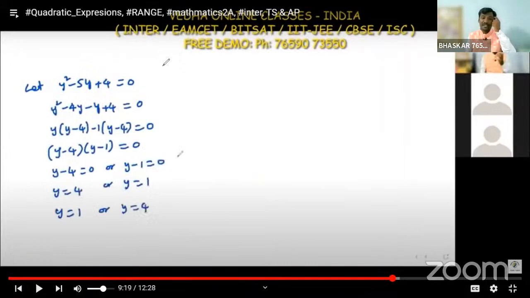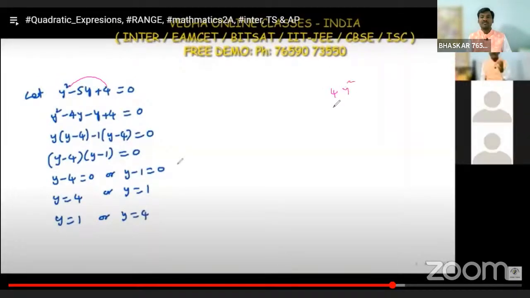Let me take the equal to 0 concept here. 4 into y square, 4y square: the factors are 1 into 4 or 4 into 1. I want 5 in the middle, so minus 1 minus 4 gives minus 5, that is minus 4y minus 1y. Taking y common, y into (y minus 4), and minus 1 common, (y minus 4). So (y minus 4) is common, that means (y minus 1)(y minus 4).